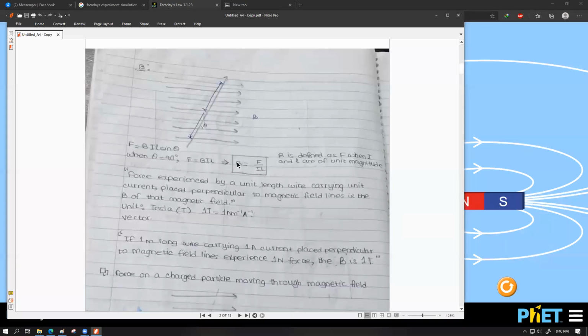We're going to define B as the value of F whenever I equals to 1, L equals to 1, and theta equals to 90 degrees. So this is the whole definition that goes by. Force experienced by a unit length wire carrying unit current placed perpendicular to the magnetic field lines is the magnetic field strength of the magnetic field.